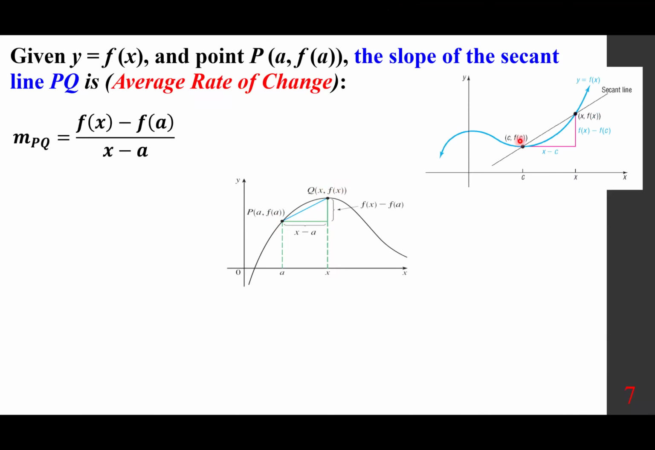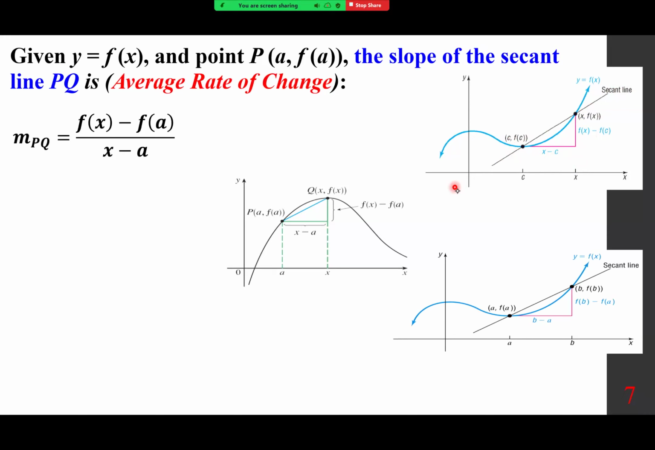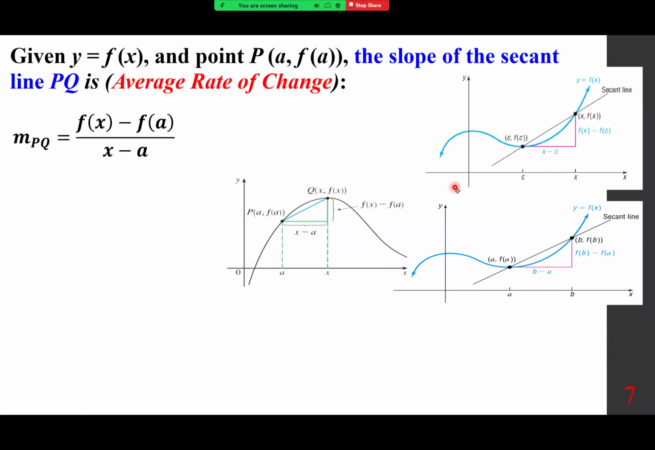So if you have any 2 points, you connect the dots, you create this secant line. This is the run, in this case x minus c. If you call this c, this is the rise, f of x minus f of c, and this line connecting 2 points on the curve is called the secant line. So we call this c, f of c.